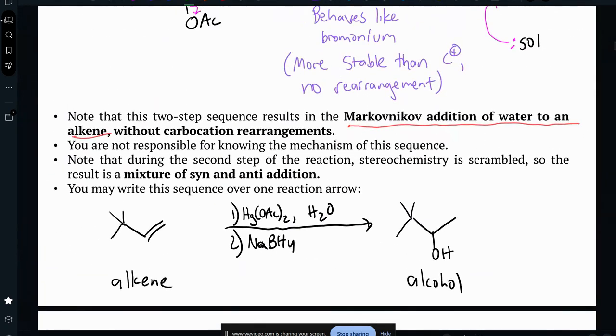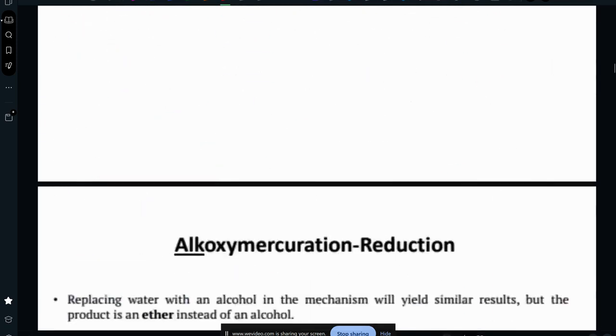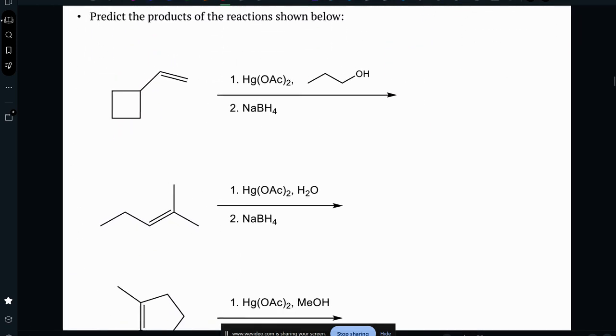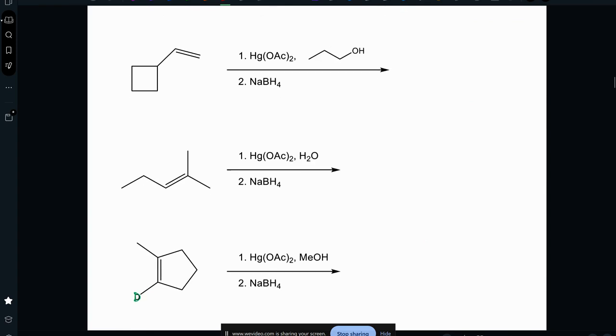I did mention, even though it's written on this slide, this reaction always results in a mixture of syn and anti addition. So you should consider that when you're predicting your products. So go ahead and pause the video and predict the products for each of these three reactions.